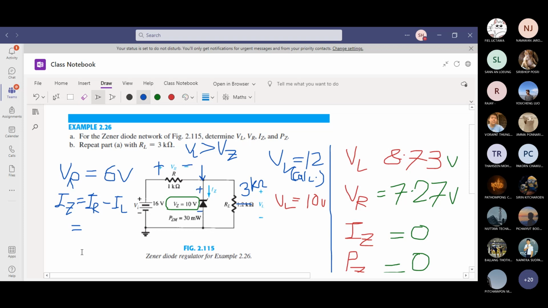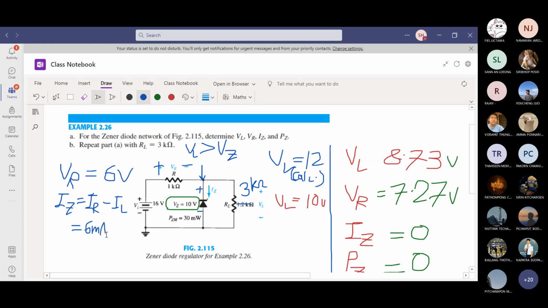Say, IR is 16 minus 6 volt, oh, 6 volt. Yes, 6 volt divided by 1 kilo ohm, which means 6 milliamp.